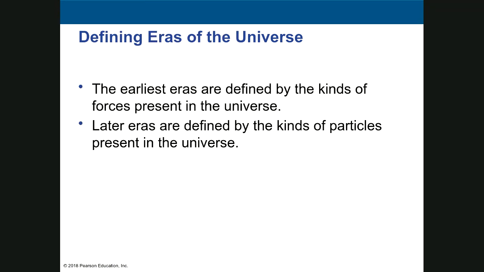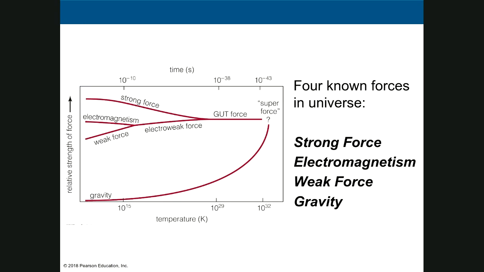All right, so when we talk about the earliest eras of the universe, we talk about the kinds of forces in the universe. Later eras are defined by kinds of particles present in the universe. So at the early times, we'll talk about forces, and in the later eras, we'll talk about kinds of particles in the universe. Now, because we've learned about general relativity, we're gonna have some real questions about the way this is set up, all right?